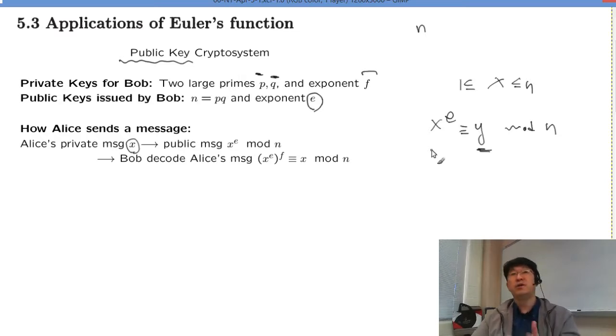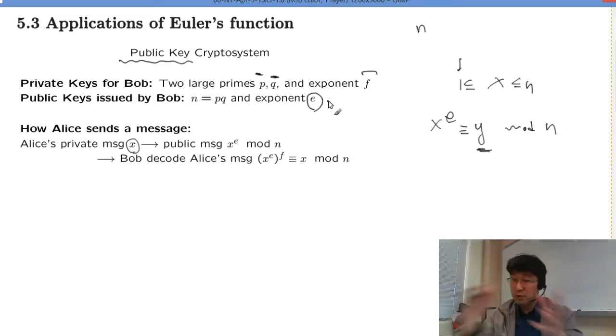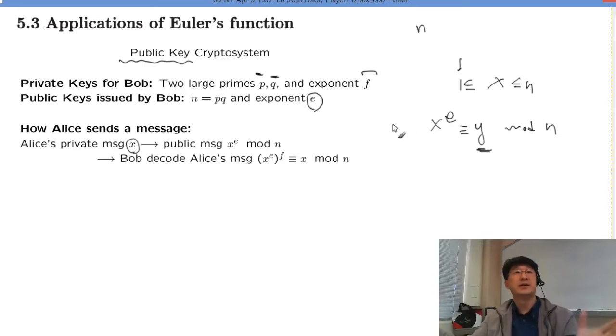So how do you attack it? There's no good way to attack this. You just have to try, okay, X equals 1, raise to the Eth power. Is it Y? Because everybody knows Y. X equals 2, raise to the Eth power. Is it Y? If you check all these N trials, you will get that, whatever that X is. But that takes many, many years compared to how fast you can do this one. That was the whole idea.